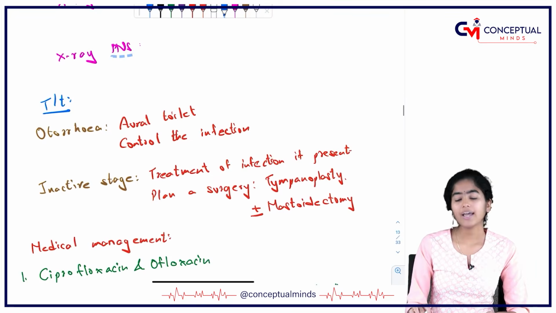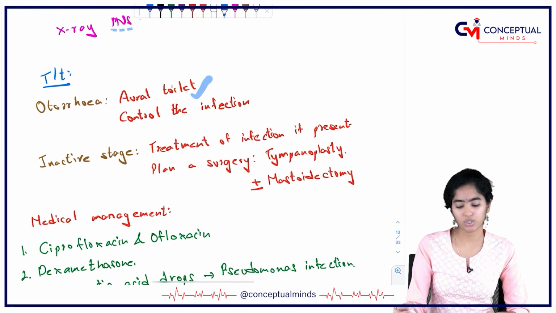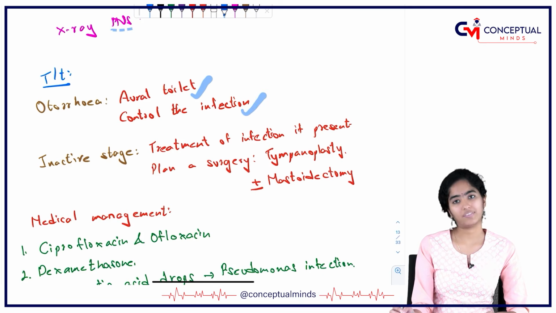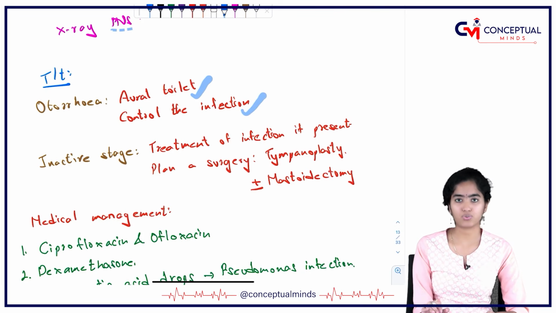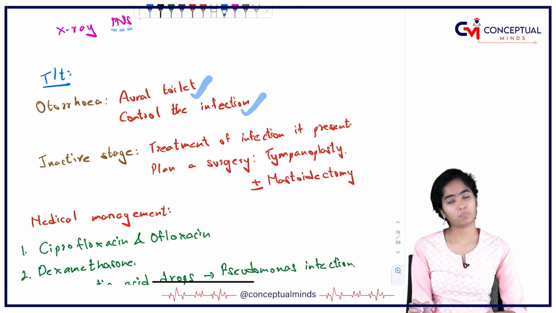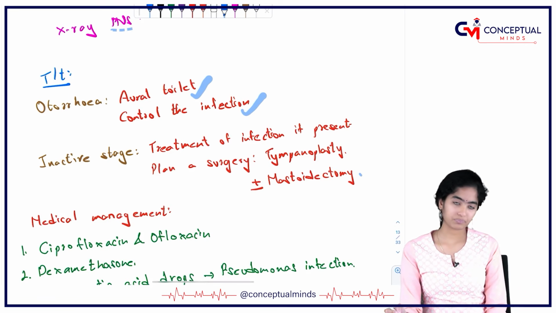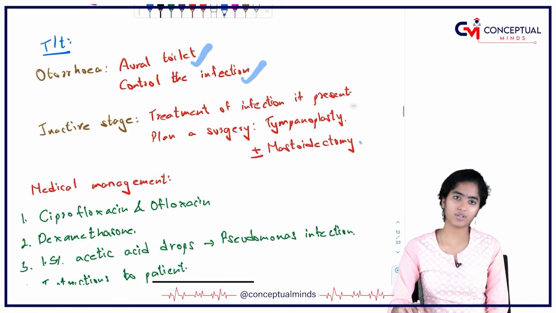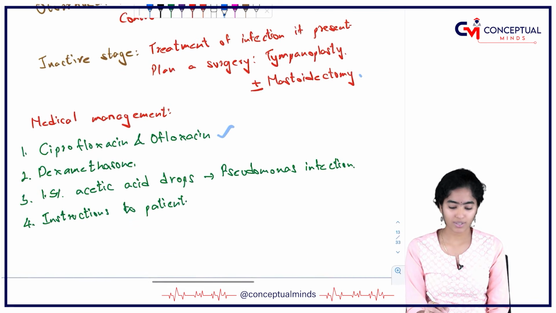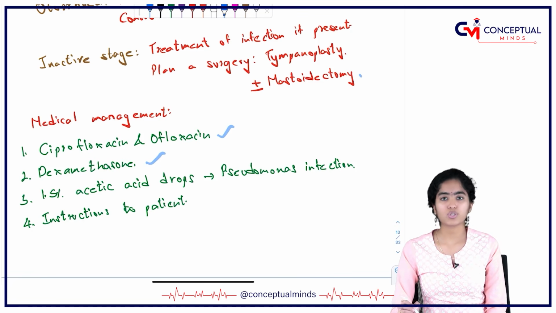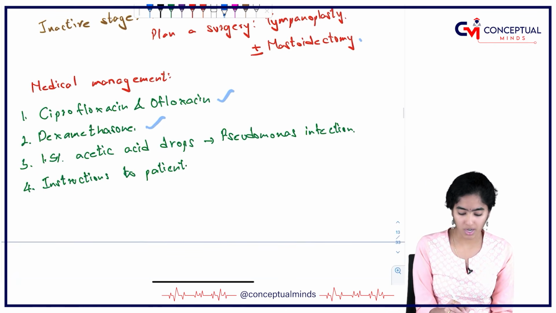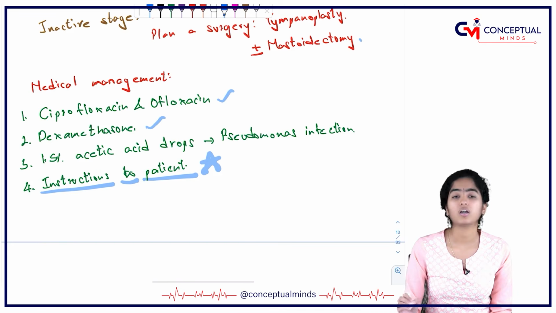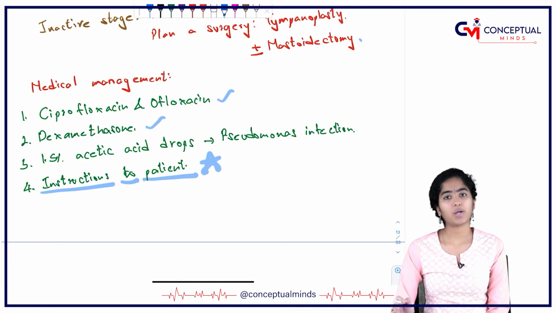Finally, coming to the treatment part, if the patient is in the active stage, do aural toileting, and controlling the infection is very important. If you see the patient in inactive stage, still look for any infection and if present, treat it and plan a surgery, tympanoplasty or mastoidectomy if required. Medical management consists of antibiotic drops such as ciprofloxacin and ofloxacin, steroid drops dexamethasone, and to control Pseudomonas infection, 1.5% acetic acid is used. Instructions to the patient are of utmost importance to keep the ear dry and to avoid self-medication of ear drops into the ear.